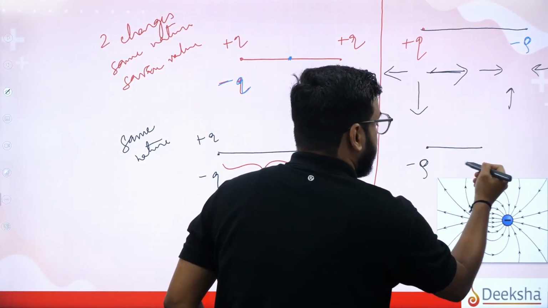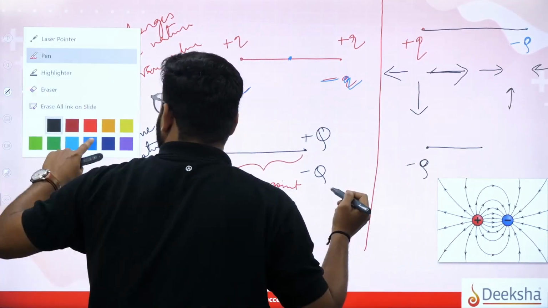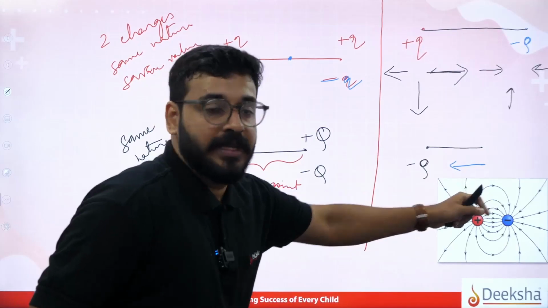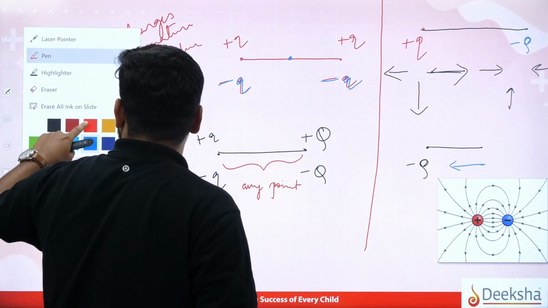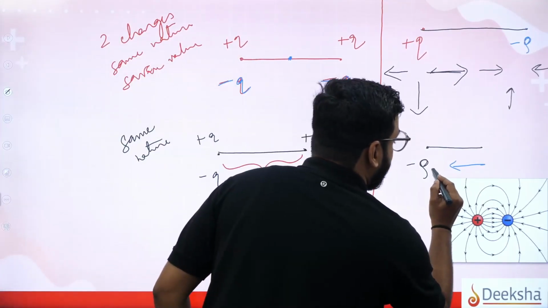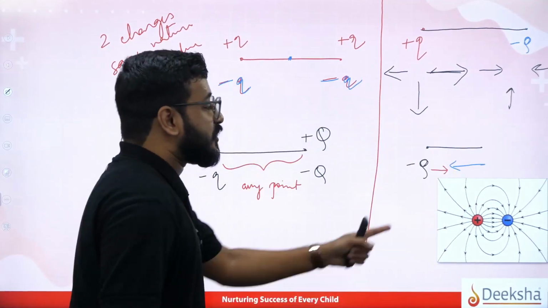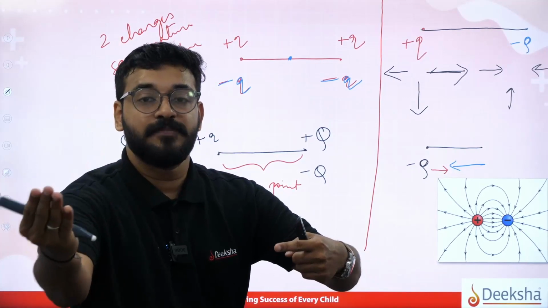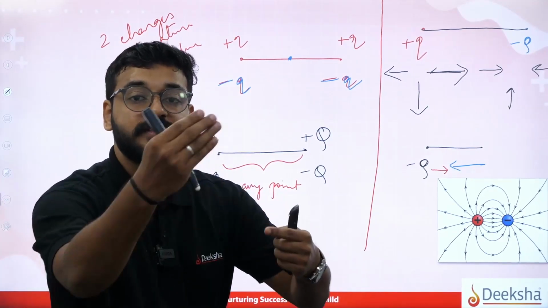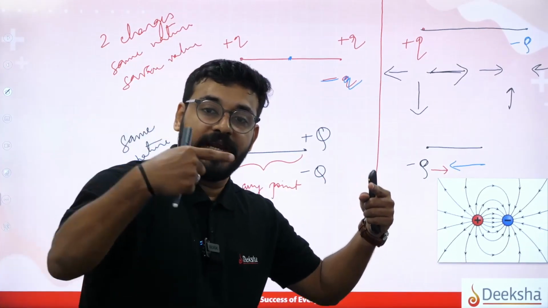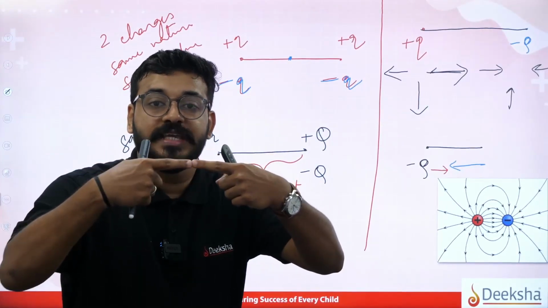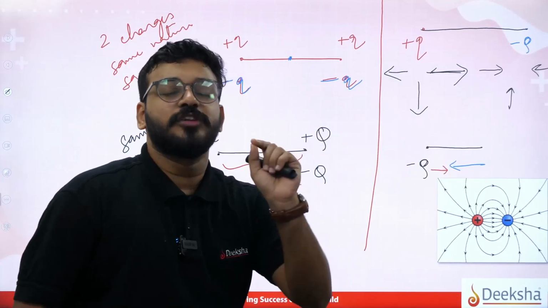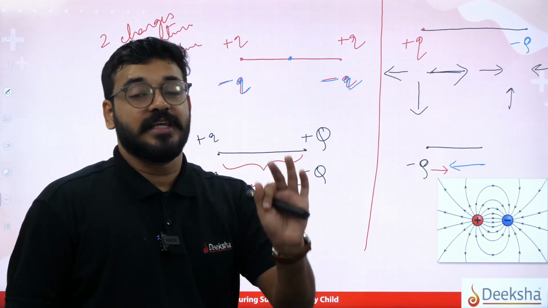So here, of the negative charge, the field is coming inwards. But what about the positive charge field? The positive charge field is going outwards. So here the two fields oppose each other. Outside the negative charge, both the fields of negative and positive are opposing each other. So at some point outside this negative charge, the net electric field becomes 0.